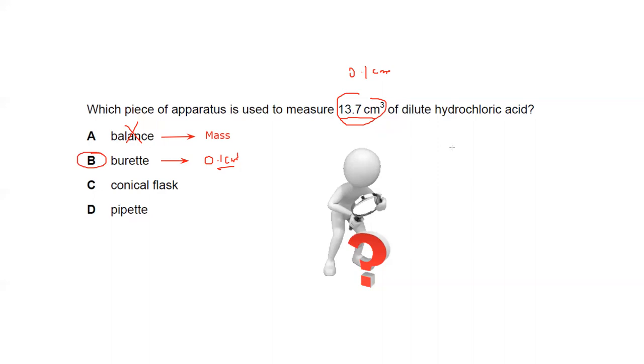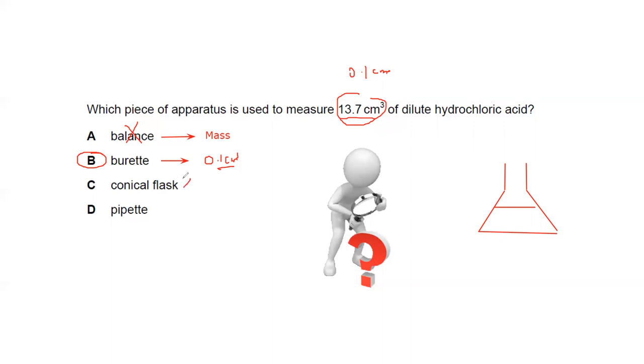What about conical flask? The purpose of the conical flask is to swirl or shake the mixture. This is how the conical flask will look like. If we want to swirl or shake the mixture or a content, we normally use a conical flask. So conical flask is normally not used for measuring purposes. It is just to shake the content in the flask.